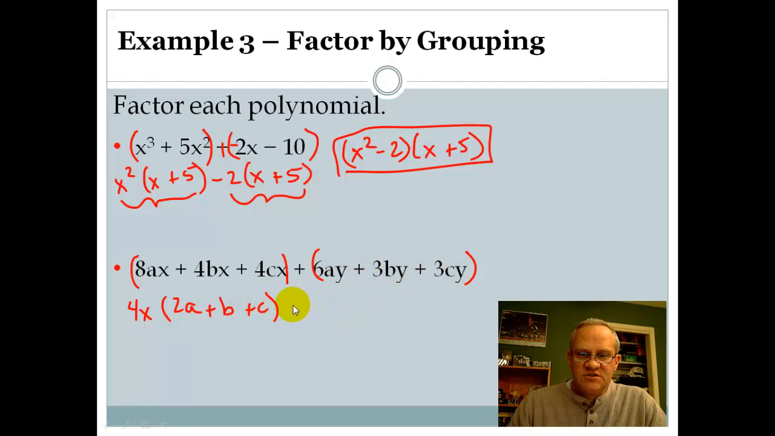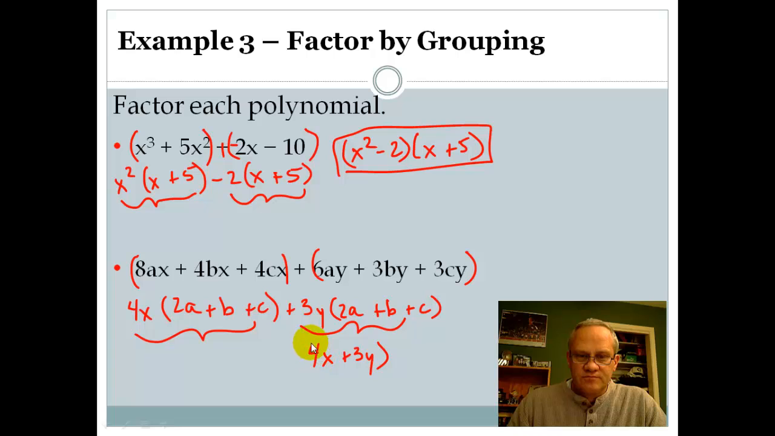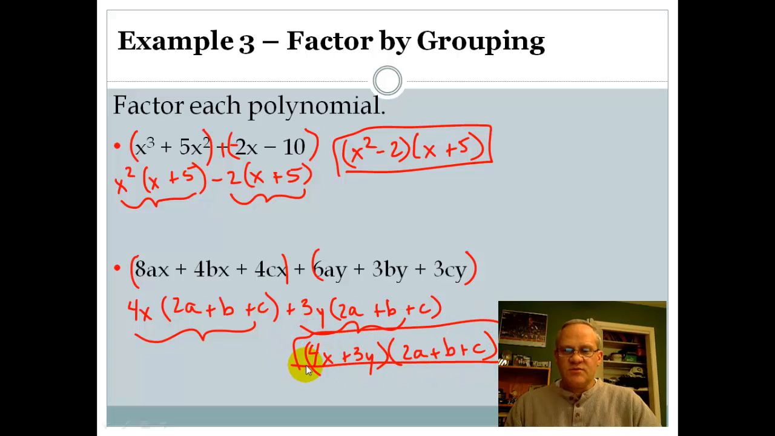And then here they all have a GCF of 3 and a y. And what's left is 2a plus b plus c. And you notice again, between this and this, they have the same parentheses. So we can write our factored answer as 4x plus 3y times 2a plus b plus c. So same concept there, a little bit trickier, but same concept as factor by grouping with 4 terms.